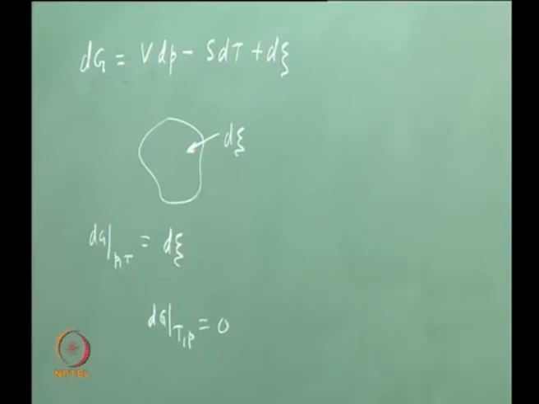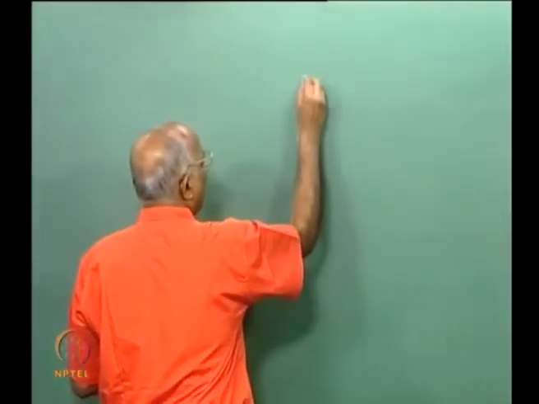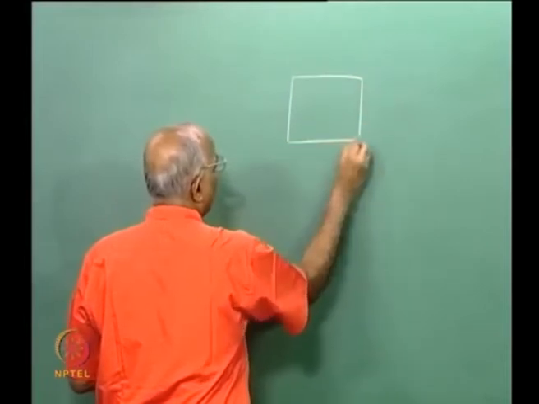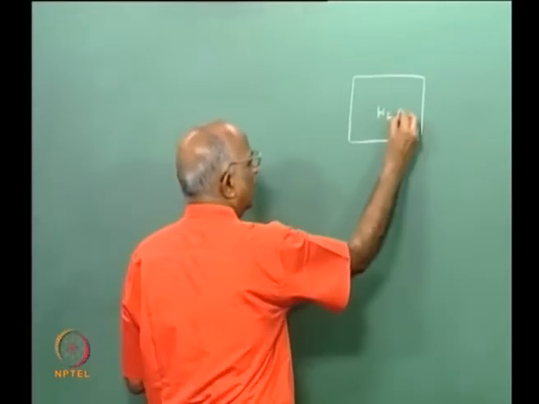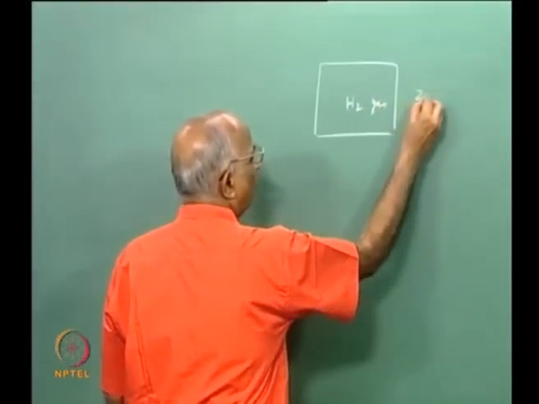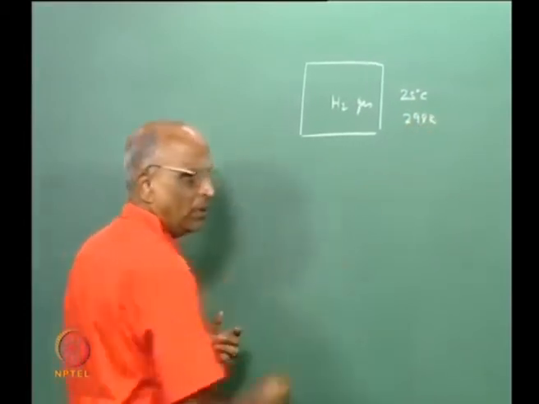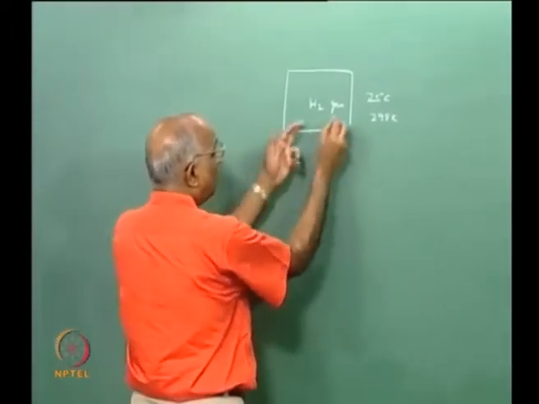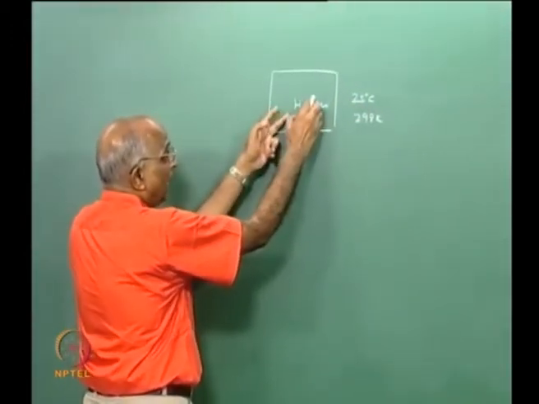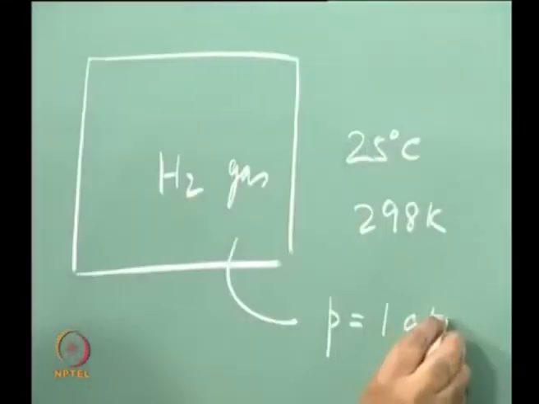Let me take one more example. Let me take the example because the concept is a little more involved. Let us say I have a tank containing hydrogen gas. Let us say it is at room temperature of 25 degrees centigrade, which is equal to 298 Kelvin. Now I heat this gas to something like, let us say, 2000 degrees. At 25 degrees centigrade only hydrogen gas is there. Let us say the pressure of this gas is equal to 1 atmosphere.